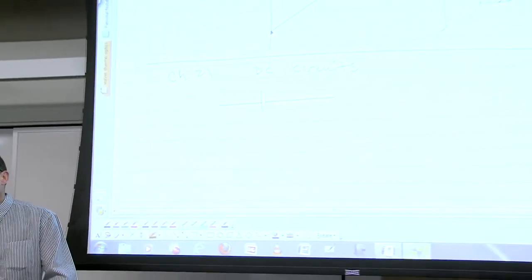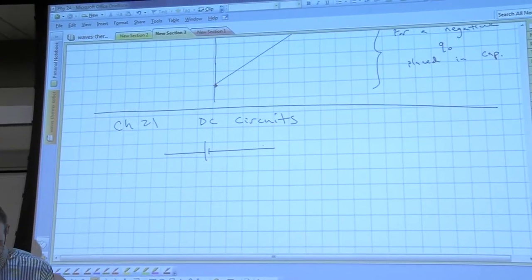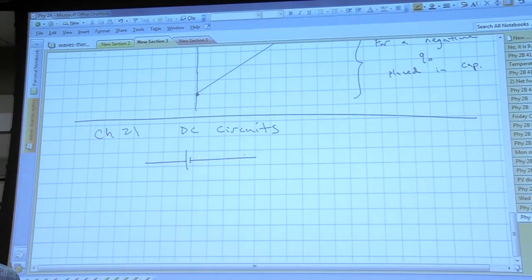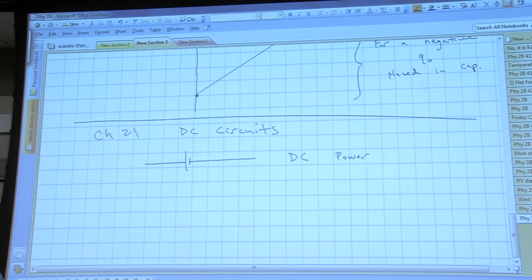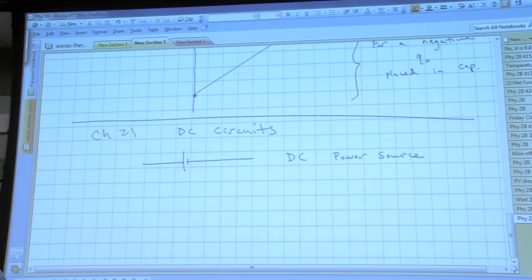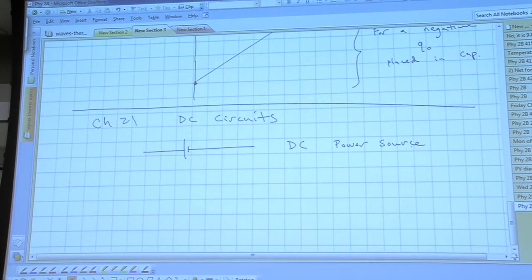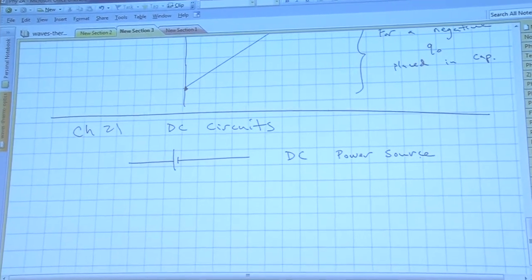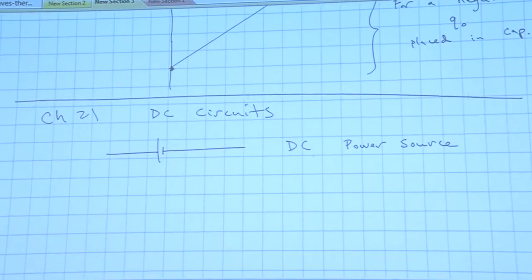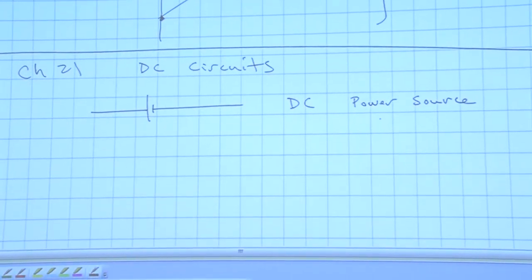The first one is our power source for a DC circuit. DC stands for direct current, and that means this is a DC power source. Direct current, so the current always flows in the same direction. This is a sort of constant voltage power source, like a battery.